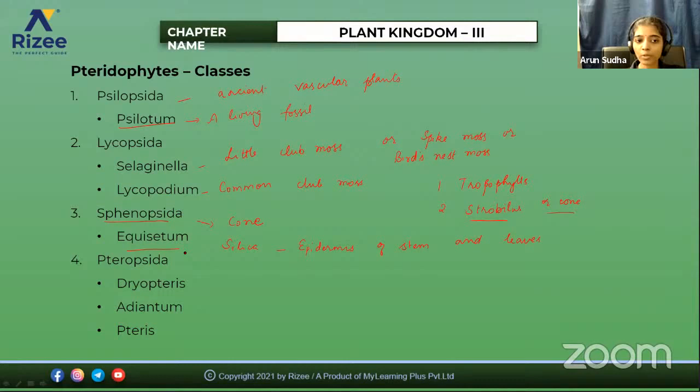This is about Sphenopsida. And then Pteropsida. This Pteropsida forms the largest group of pteridophytes. That is, many plants come under the category of Pteropsida. And here the ferns, the common example, come under the Pteropsida. And here they have the leaves that are called fronds.